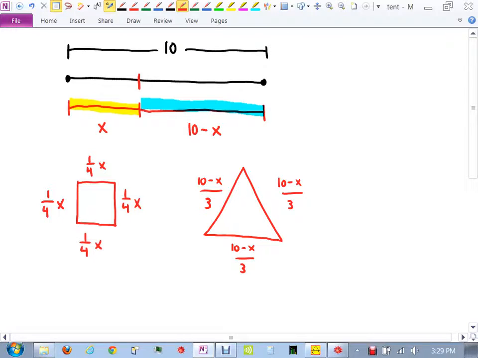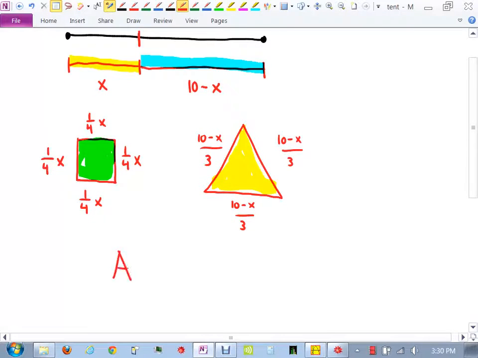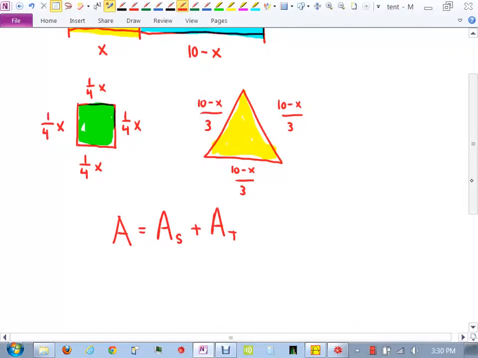Agree? Now we want to talk about the area, right? Because they want to know, where do I cut it so I get the most area, and where do I cut it so I get the least area when I add the two together? So I'm trying to look for total area of this added to this area. So the total area of both together is the area of the square plus the area of the triangle together.